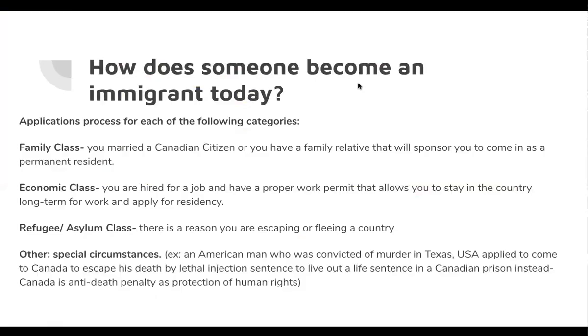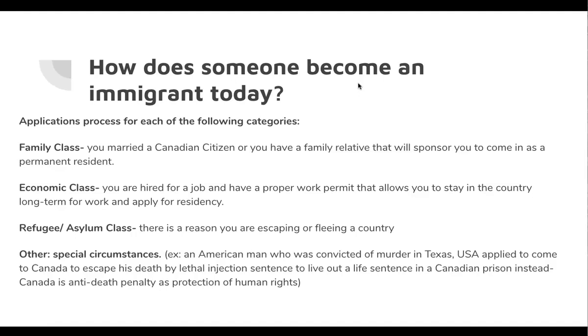So how does somebody become an immigrant into Canada? There's different processes that they can come through. All of them have to go through an application process, and application processes take less time or more time depending on what you're applying for. So the different categories are family class. So if somebody marries a Canadian, they can come in and become a permanent resident of Canada and an immigrant to Canada. That is what I did.